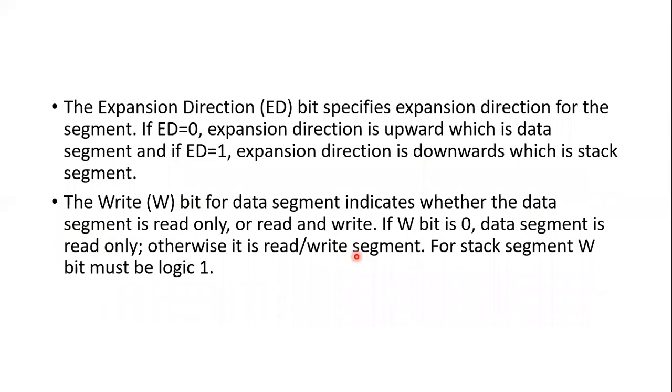Then the expansion direction, that is the ED bit, will specify the expansion direction for the segment. What is the work of this expansion direction bit? It will specify whether the expansion is in an upward direction or a downward direction. When this ED bit is 0, the expansion direction is upward, which is related to the data segment. And when the ED bit is 1, the expansion direction is downward, which is related to the stack segment.